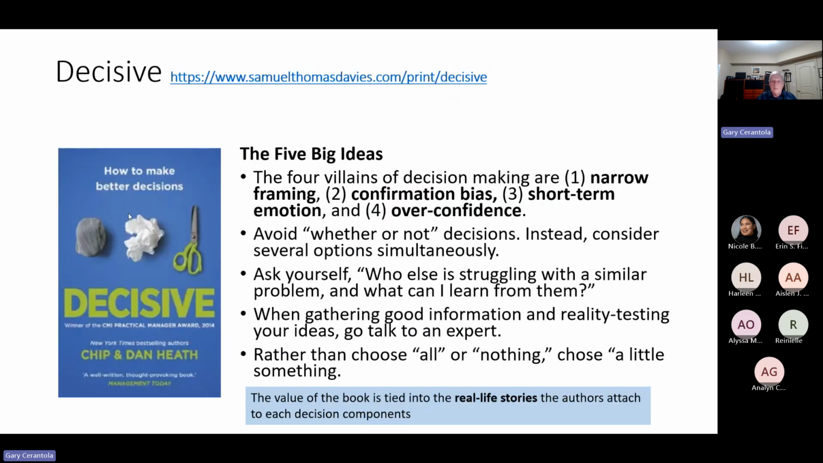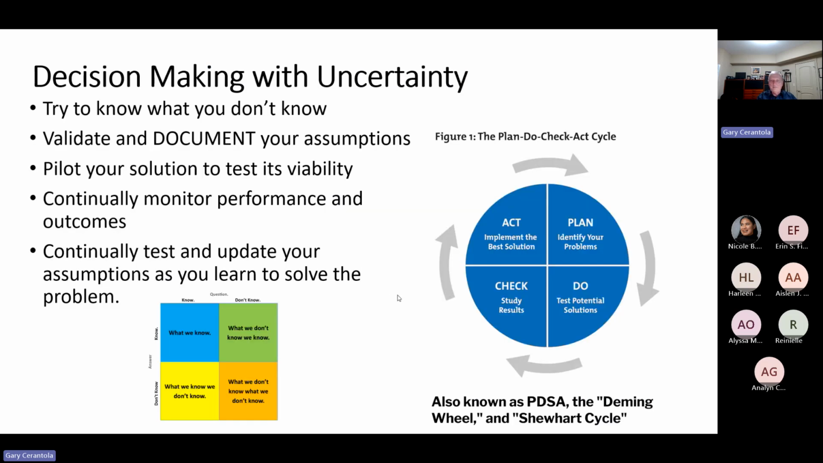And this is probably one of the best books I've ever read on making decisions. It's by Chip and Dan Heath. These guys, one's a marketer and the other guy was an educator. And it really brings things to light with stories, and that's how you learn things better. And just one more thing.